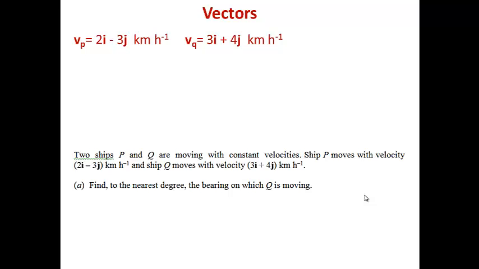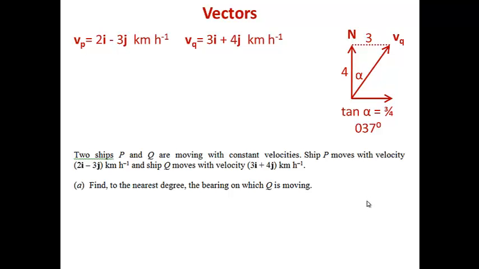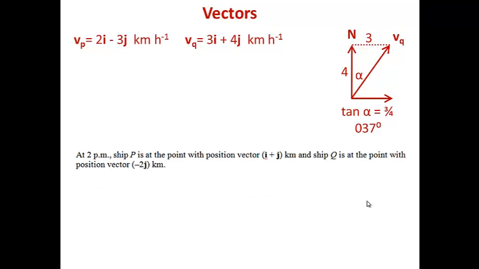Now for Q, we'll draw a picture to represent the vector. Here's the velocity of Q. It makes a 3, 4, 5 right angled triangle. So we can calculate the angle alpha that the vector VQ makes with the j direction or the north direction. Recall that the bearing is the anti-clockwise angle measured from the north direction. So here it's straightforward to calculate alpha as 0.37 degrees. Again, recall that a bearing is conventionally written as.